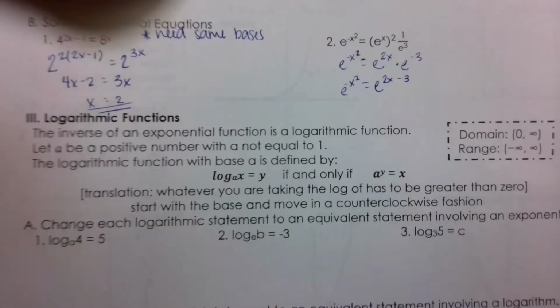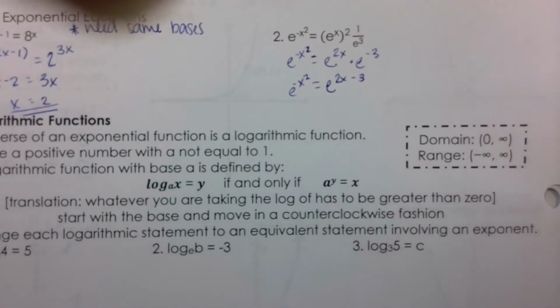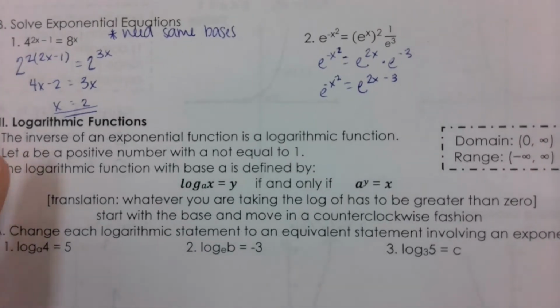So what do we do when you have terms with like bases? You add your exponents, yes? So we're going to have e to the 2x minus 3 over there. And then we still have e to the negative x squared on the other side. Is that okay?